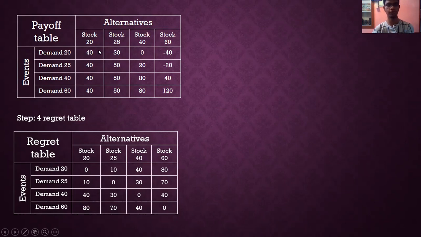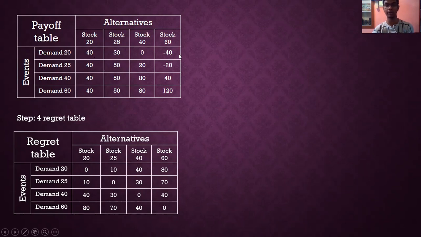So this particular 40 we are selecting, and after selecting this 40, we are subtracting it from the whole row. So 40 minus 40 will give us 0, so that 0 we are writing here. Then 40 minus 30 will give us 10, so the 10 we are writing here. Then 40 minus 0, the answer will be 40, so that 40 we are writing here.